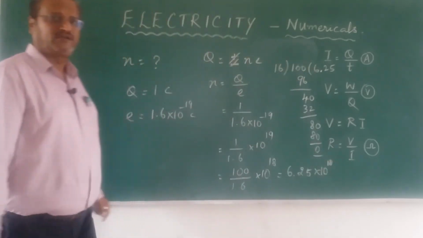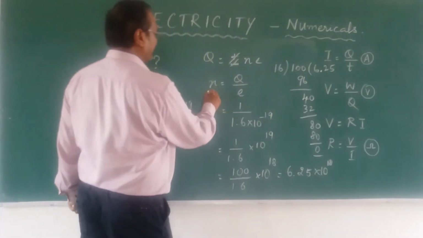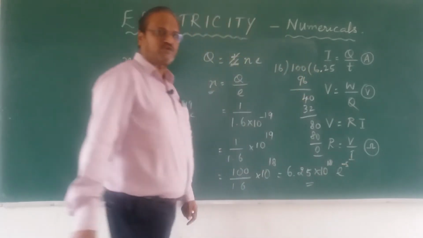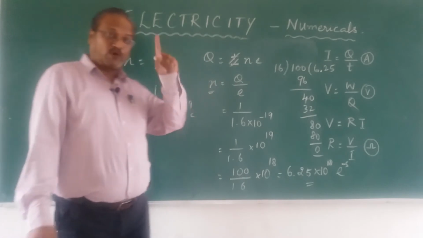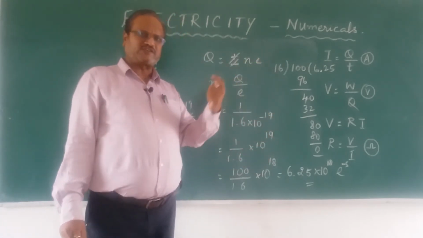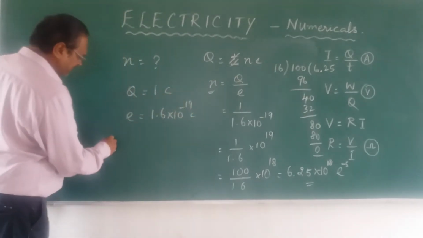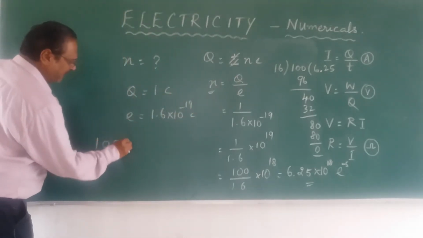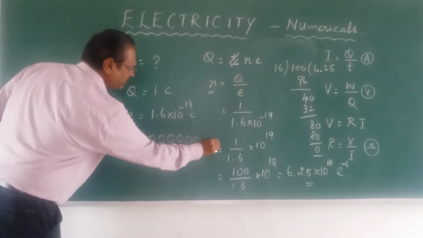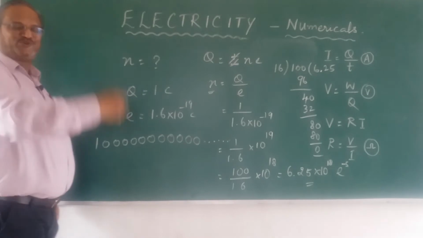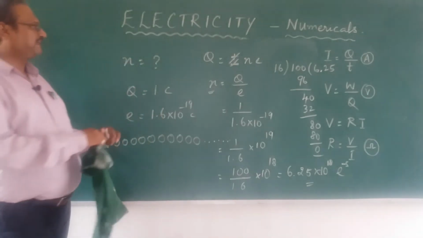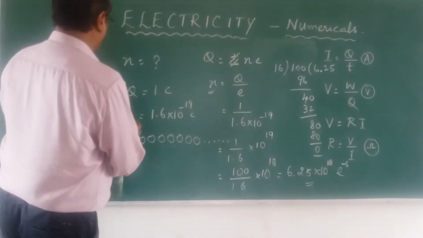10 power 18 what? You again come back to this point, N, the number of electrons. So that is the number of electrons. In 1 coulomb you get 6.25, even take it as 6, times 10 power 18, which means after 1, 18 zeros are there. 1 coulomb is a very big unit, you should keep that in mind. So this is the second problem which I have solved.